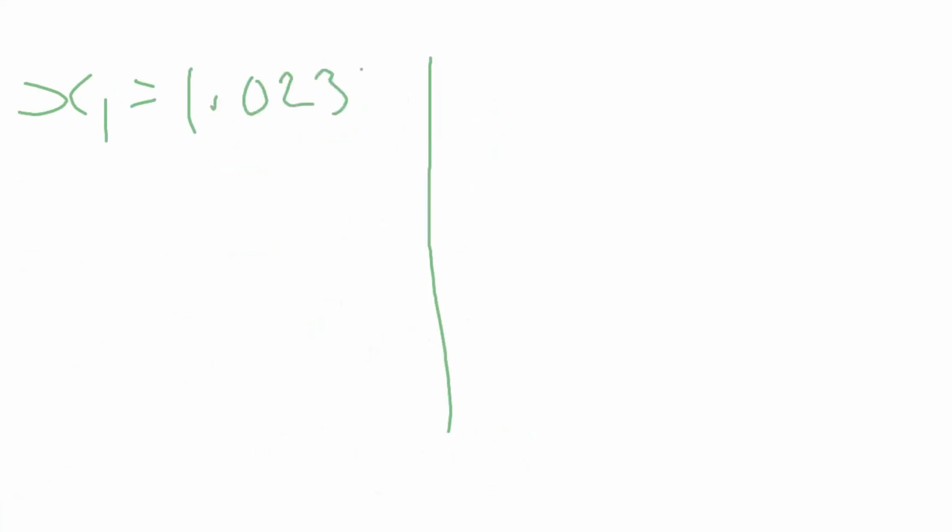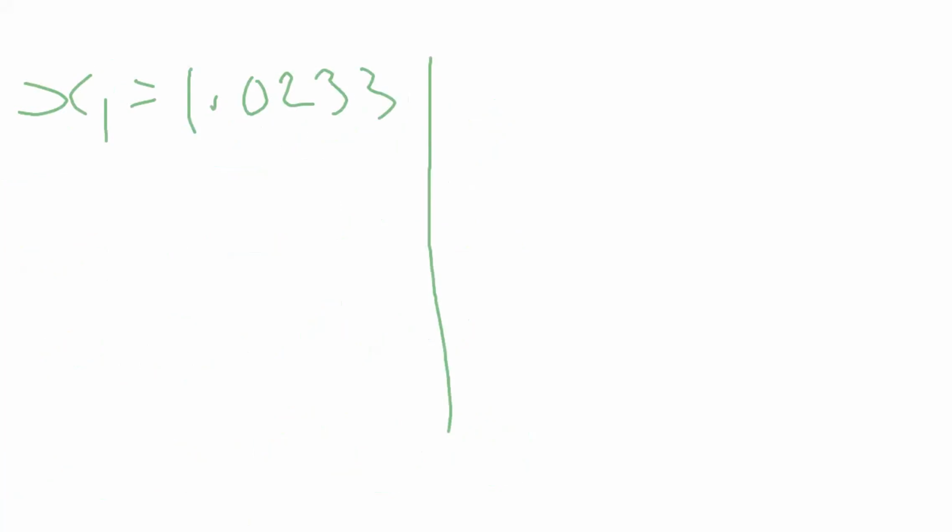Okay. So x1 is equal to, see everyone here, x1 is equal to 1.0233. Got it, everybody? Yes. Okay. So now we move towards second iteration.